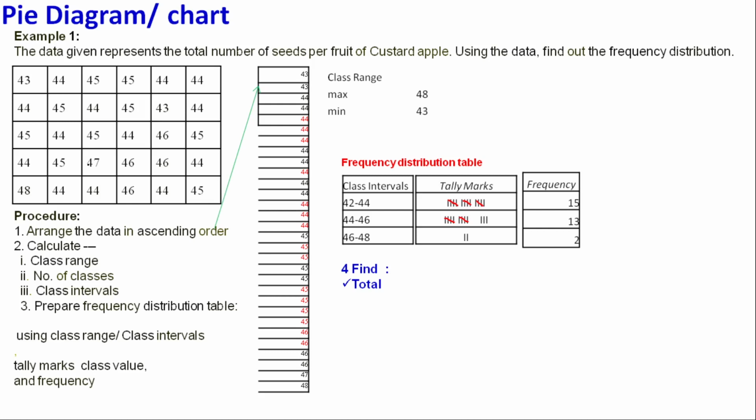Now among this total of 30, 15 are lying in the range of 42 to 44. So here we have to go ahead with a percentage determination. First point, find the total; second point, find the percentage. Please remember 30 and 15: that is how you can calculate the percentage. The observed value is 15 divided by 30.